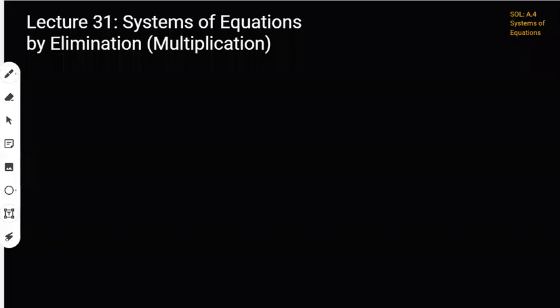So today we're going to be doing lecture 31, systems of equations by elimination, and we're going to be doing this by multiplication. So you have 6 problems that are going to be due by the end of the day. We're going to do 3 together, and then I'll get you to do the last 3 on your own. So let's check out number 5 on the classwork.